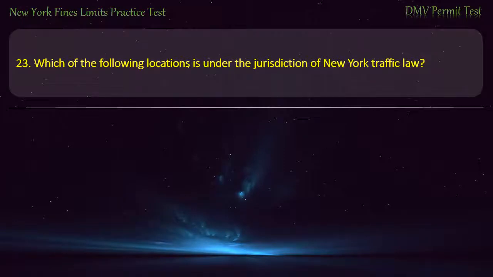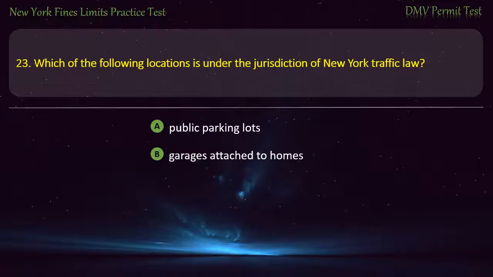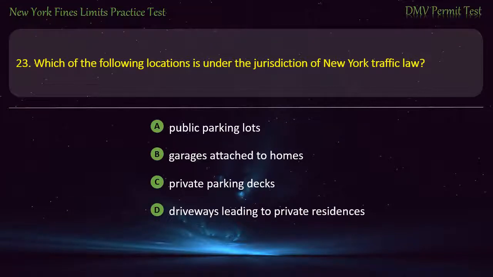Question 23. Which of the following locations is under the jurisdiction of New York traffic law? Public parking lots. Garages attached to homes. Private parking decks. Driveways leading to private residences. Answer. Public parking lots.